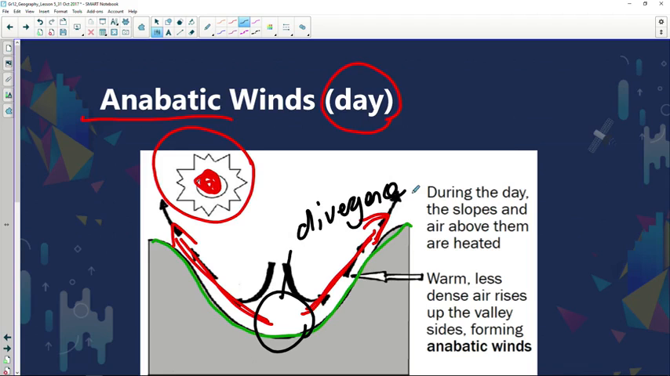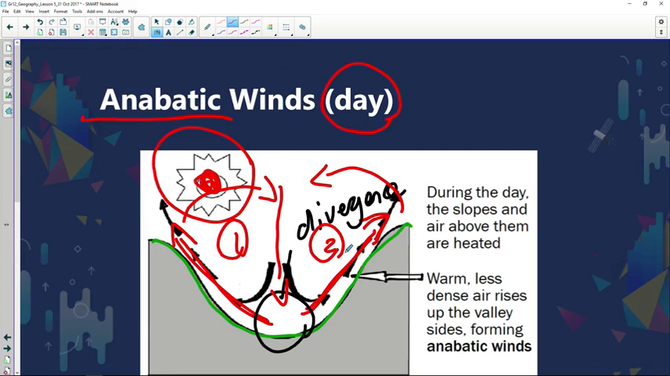Now, with divergence of air taking place in opposite directions, what's being created in the middle? We're experiencing a downdraft. As you can see over here, because divergence is taking place, we experience a downdraft in the middle of this valley. And as you can see, two distinct cells develop.